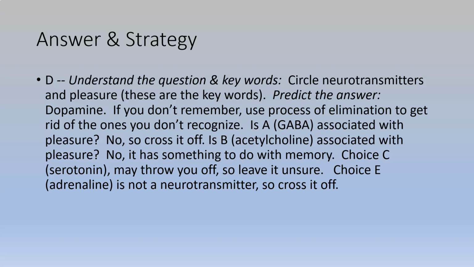So is A, GABA, associated with pleasure? No, cross it off, right? Is B, acetylcholine, associated with pleasure? No, it's got something to do with memory, right? Even if you don't know, the fact that it has to do with memory means it doesn't have to do with pleasure. Choice C, serotonin, might throw you off, so you leave it unsure, right? Choice E, adrenaline, is not a neurotransmitter, so cross it off. And that leaves you with D and C, and then you can best guess, right? As you're eliminating, I've said this before and I'll say it again, what you're doing is increasing the odds you'll guess correctly when you have to guess.